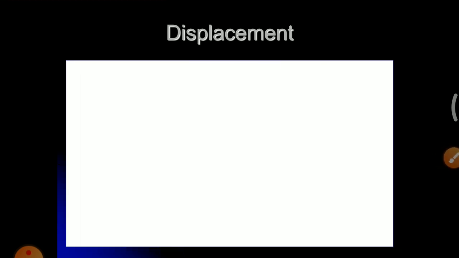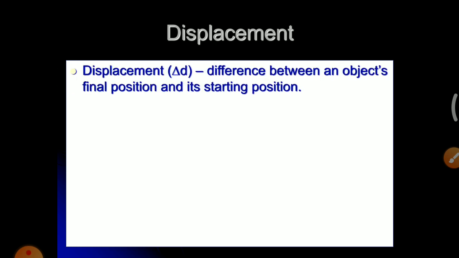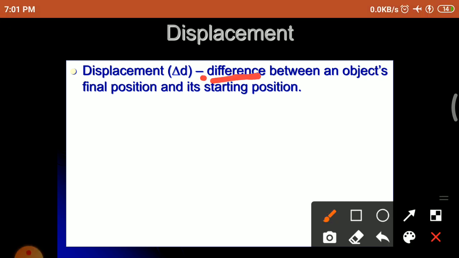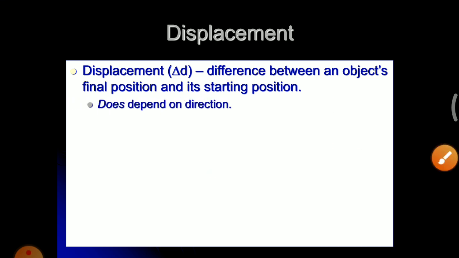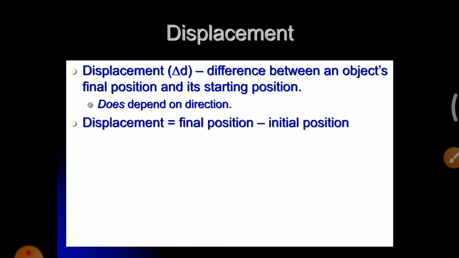Then what is meant by displacement? The displacement is nothing but the difference between an object's final position and its starting position. The difference means you have to subtract. How do you subtract? From the final position, subtract the initial position. It does depend on direction. So displacement depends on direction. Displacement equals final position minus initial position. Delta D equals D final minus D initial.